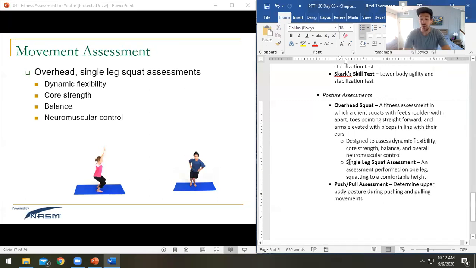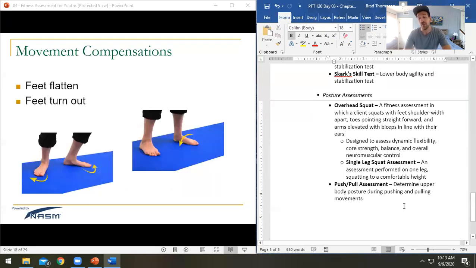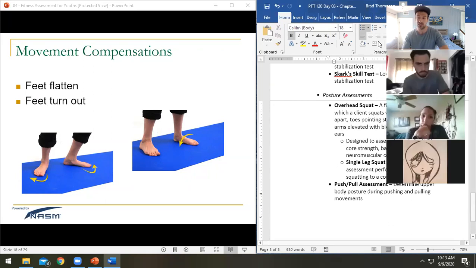So this one is also designed to assess dynamic flexibility and core strength, but it's a little more balance based, right? Our common compensations are going to be two very common ones. You're going to look to see if the feet flatten, where a lot of times the inside ridge of the foot starts riding on the floor, or you're going to look to see if the feet turn out.